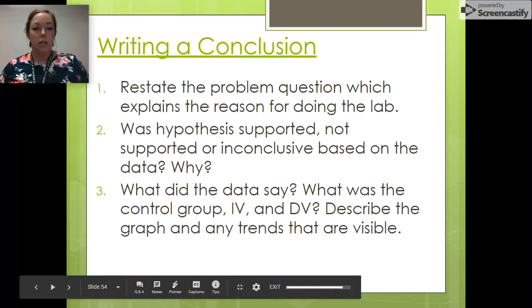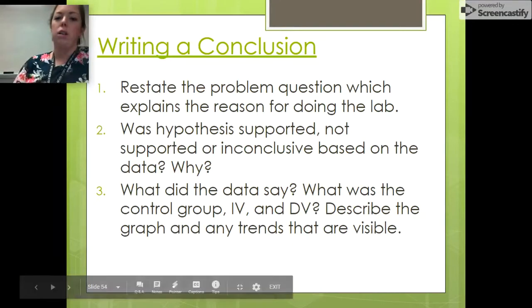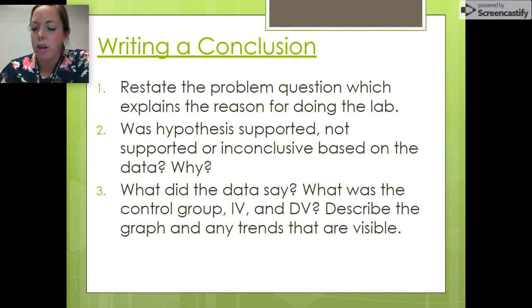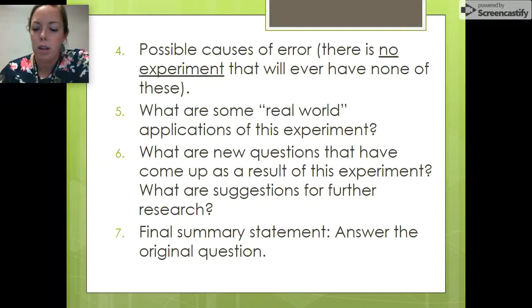Okay, so one of the last things you have to think about is writing a conclusion. These are things that I think we should go over when we actually start writing our lab reports. I'm not going to go through every step, but there are certain outlines you can use in order to write a conclusion.